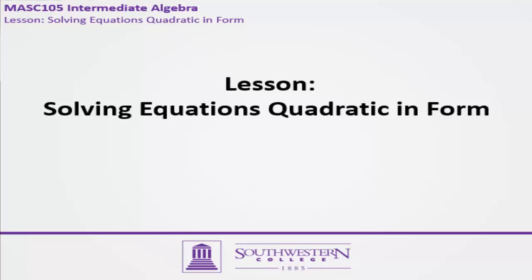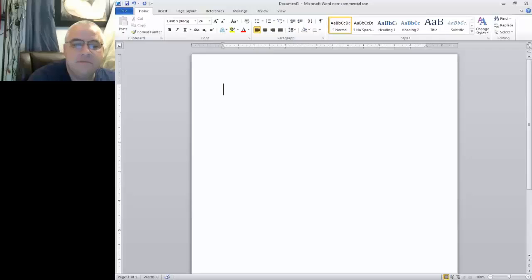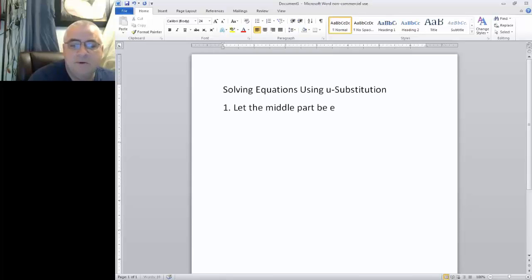Let's take a look at solving equations quadratic in form. This is also called the U substitution. So, solving equations using the U substitution. Now, step one, let the middle part be equal to U and the first part be equal to U squared.